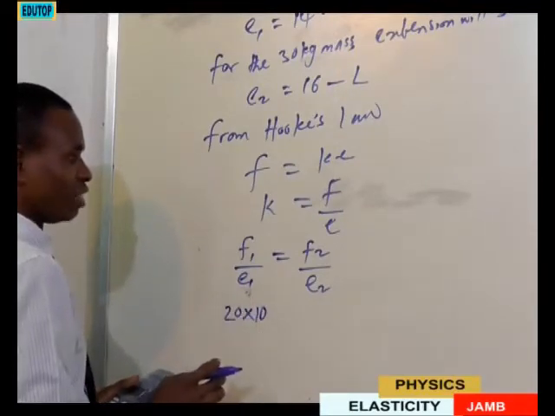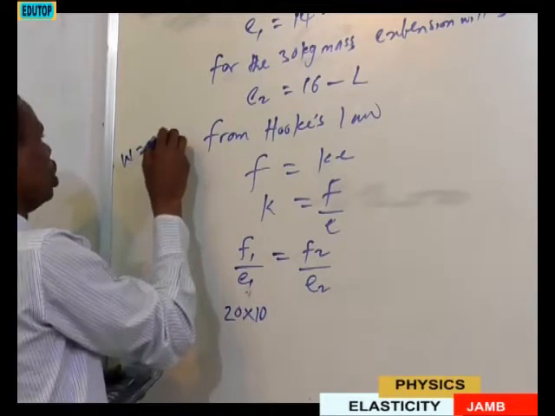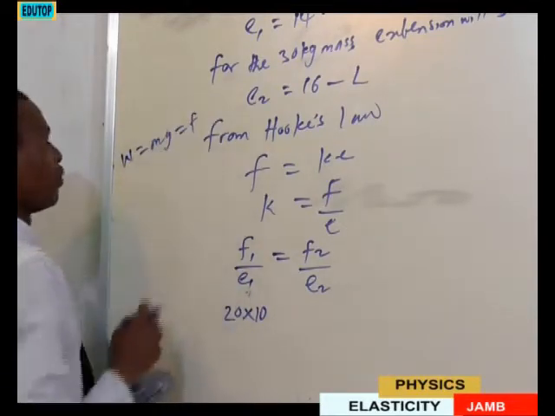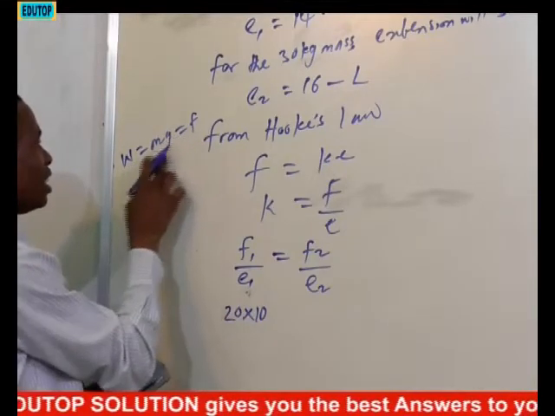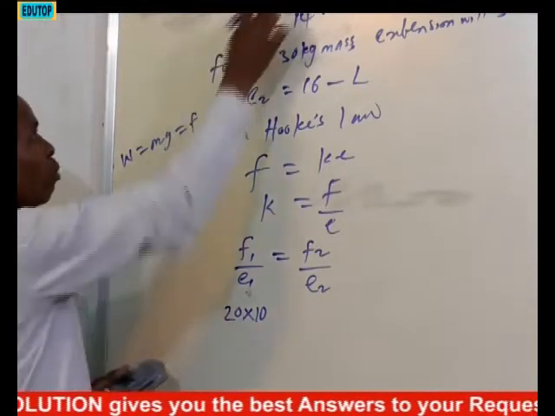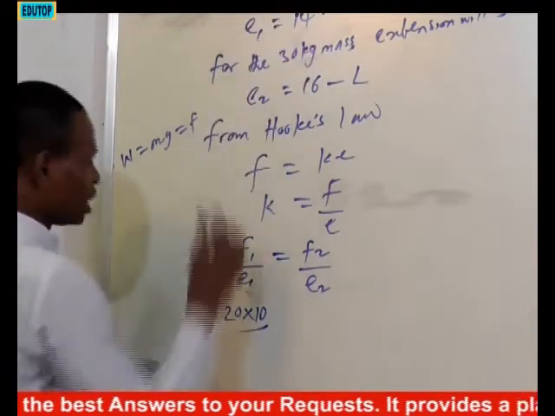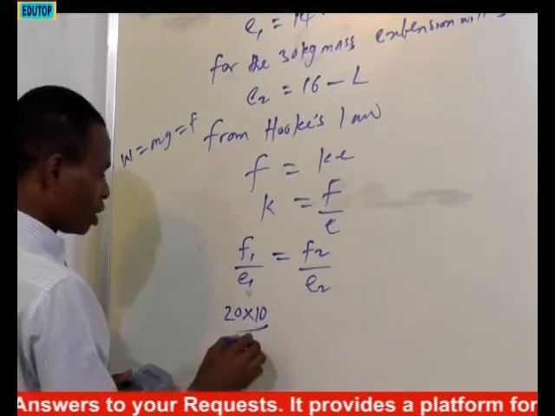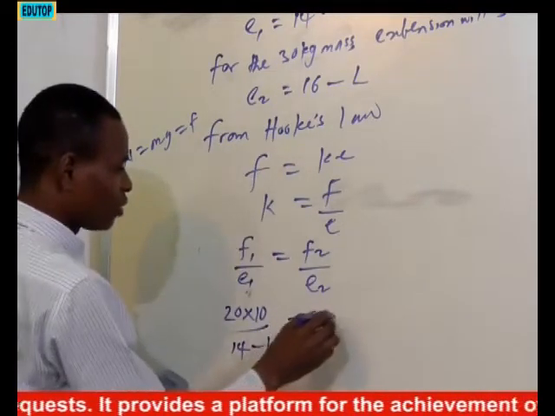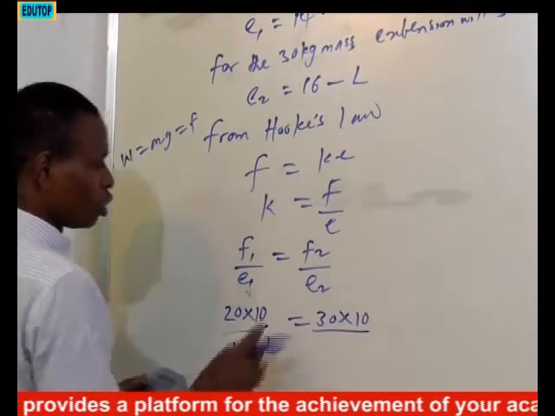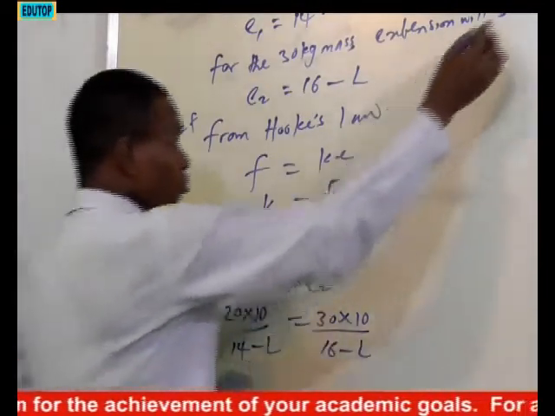Where do we see this 10? This 10, where we have F is equal to mg, which is the same thing as F. We are taking our weight and our force as the same thing here. Multiply your mass by 10, divided by E1. Your E1 is 14 minus L. Your F2, you are going to have 30 times 10. Your E2, 16 minus L.